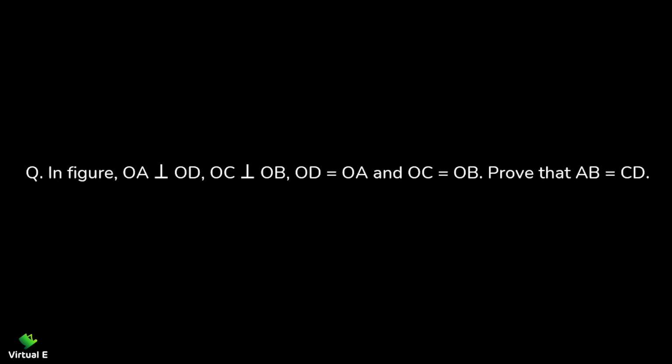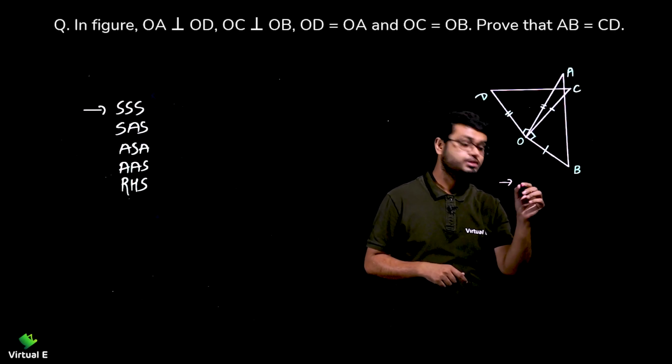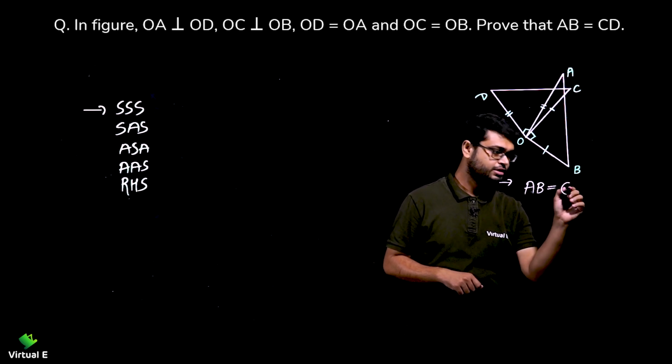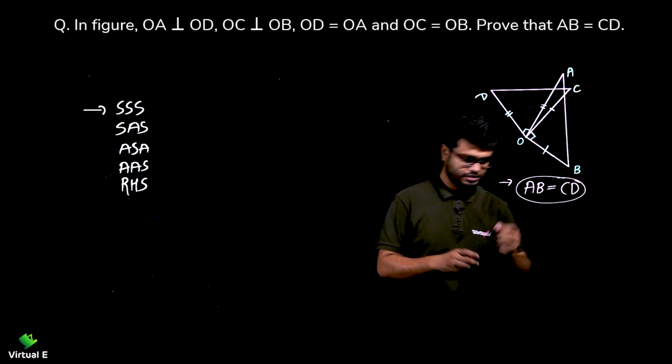So let's start. In the given figure, OA is perpendicular to OD, OC is perpendicular to OB, OA is equal to OD, and OC is equal to OB. Prove that AB is equal to CD. That's what we need to prove. So let's mention we need to prove AB is equal to CD. This is what we need to prove, right?